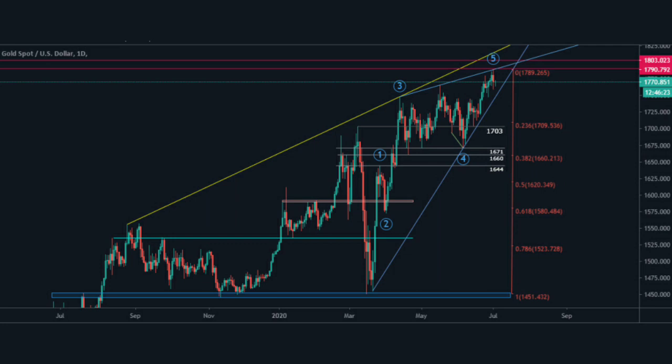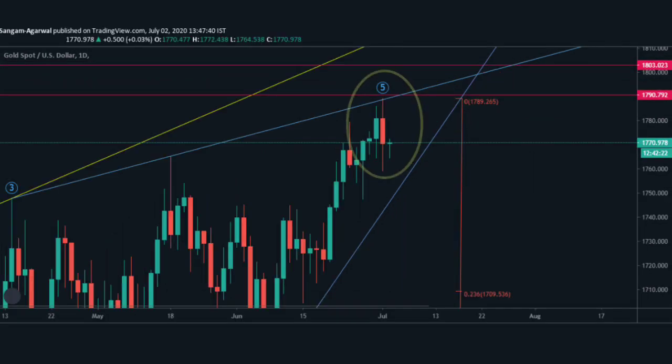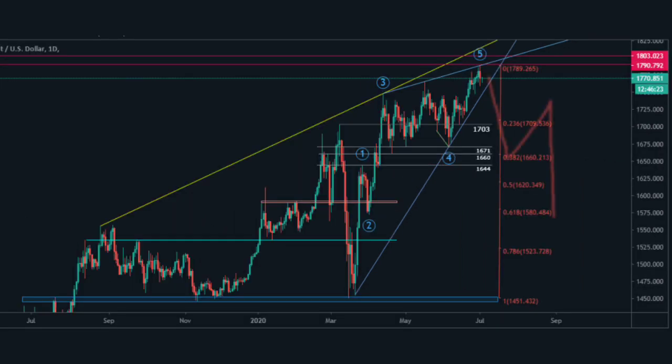Since gold completed all 5 waves at 1789, there is a trend reversal on the daily chart with a bearish engulfing pattern. A downside breakout of the lower trend line of this wedge will confirm a new bearish trend. Since gold has been trending in this triangle for months, sellers will target 1451 to 1445.